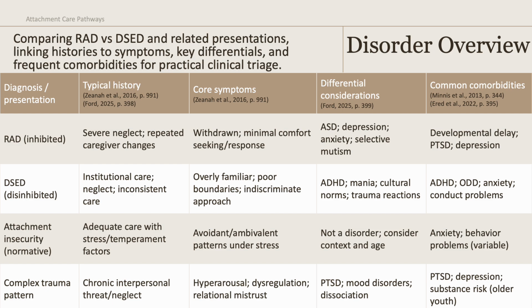The third row, attachment insecurity. This isn't a disorder, it's a variation in attachment style that can develop even with adequate care when stress or temperament factors are present. Typical history, core symptoms: these individuals show avoidant or ambivalent patterns, primarily under stress, not the pervasive severe impairment we see in RAD or DSED. This is developmentally normal variation in how people handle attachment relationships.